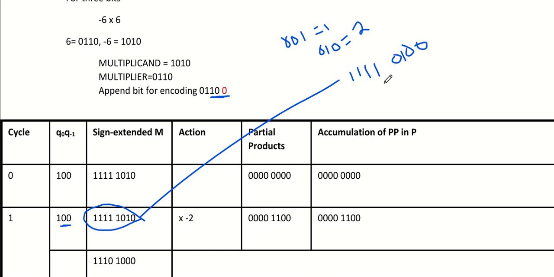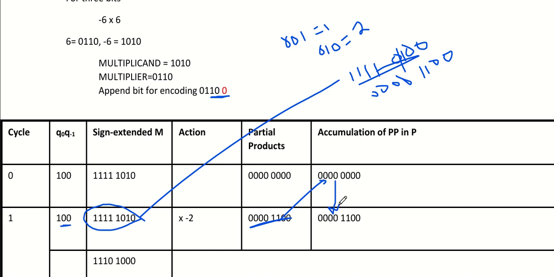Now that's good. But after we left shift this one once, it was -2, not 2. So we have to find the two's complement, right? And when you find the two's complement of this, you get, I think, 00001100, right? And that's what you see here. So that's the -2 we are seeing. Now, we just add it to what is in the accumulator, and when we finish, this is the answer we get.